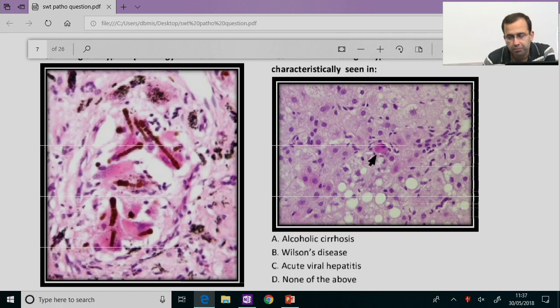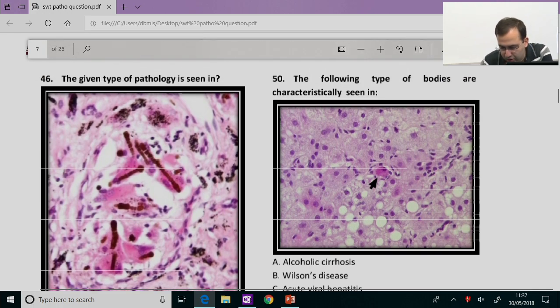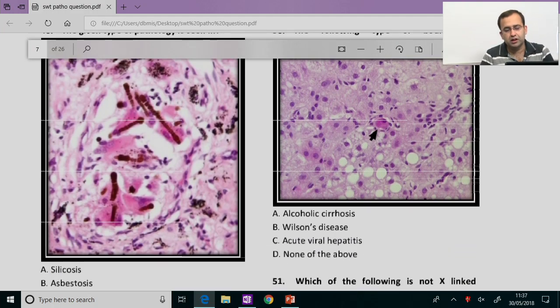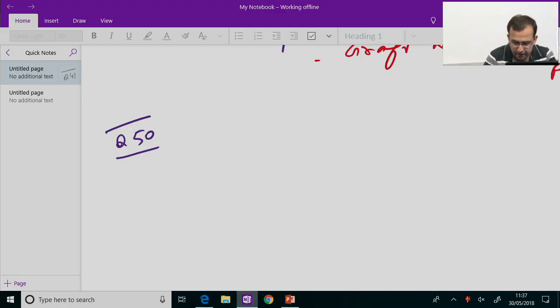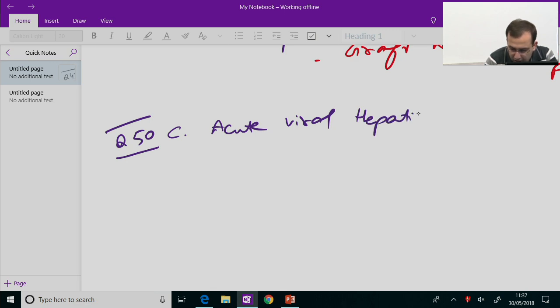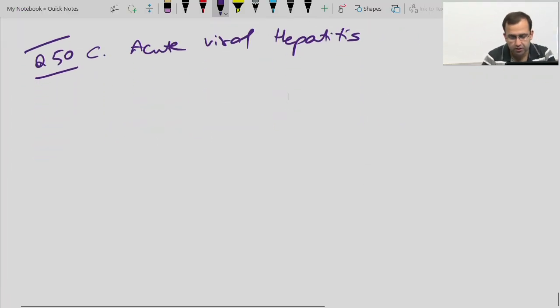And an apoptotic hepatocyte is called a Councilman body. So now let us see the question. Following type of body is characteristically seen in. So what the examiner is asking you is, Councilman bodies are seen in, and the answer is C, that is acute viral hepatitis. They are seen in acute viral hepatitis.